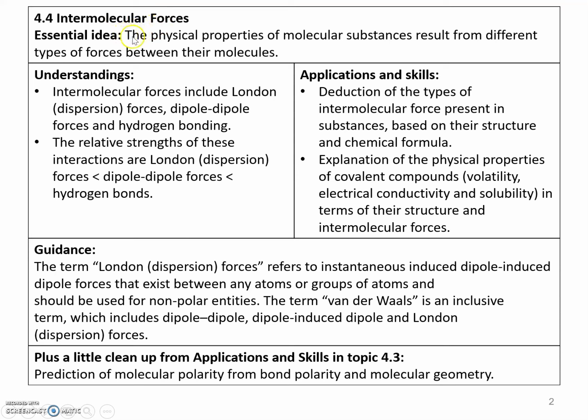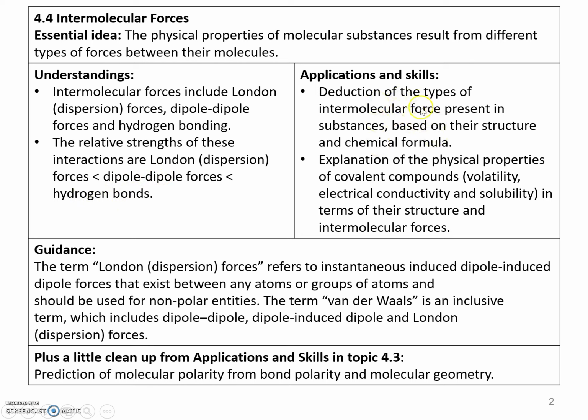So the essential idea is the physical properties of molecular substances result from different types of forces between their molecules. And as we get into them more in depth, we see these key terms here: London (in brackets, dispersion forces), dipole-dipole forces, and hydrogen bonding. So those are the three types of intermolecular forces that you need to focus on. And then you should understand that these types of forces vary in strength. So London dispersion forces are the weakest forces. Dipole-dipole are kind of in the middle, and then hydrogen bonds are the strongest.